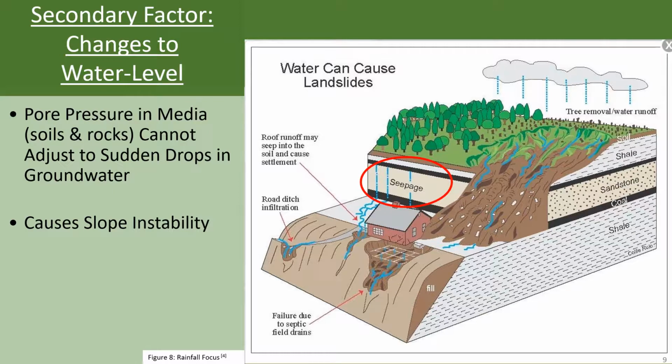Lastly, another factor is changes in water level. When groundwater suddenly decreases, the porous space in the media becomes empty and the pressure within that space cannot adjust properly and support the media. Therefore, the empty porous space within soil or rock is more likely to collapse, causing slope instability, leading to increased occurrences of landslides. Areas losing water to seepage, like in Figure 8, or groundwater withdrawal could experience this type of instability.